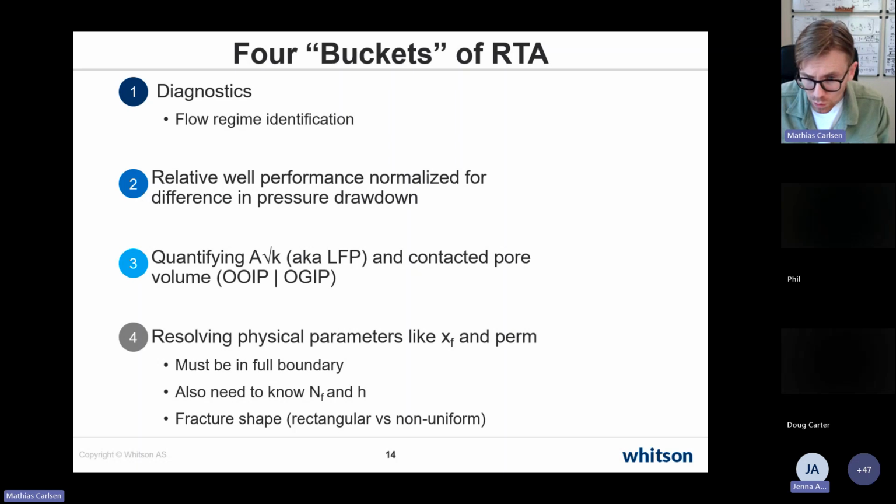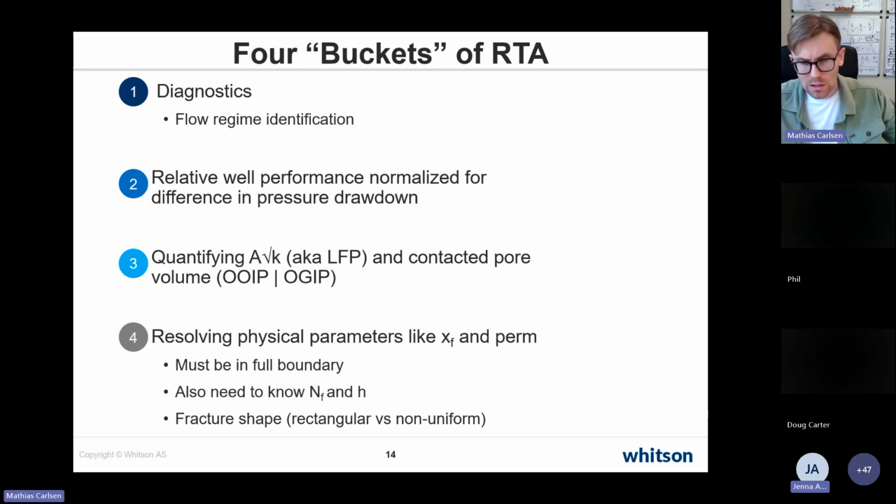You also assume that you're in full boundary dominated flow, and you also assume that your fractures are perfect rectangles, which in reality we know they're not perfect rectangles. So in number 4, that's a lot of the assumptions you're actually making when you're resolving an XF and perm. And if the assumptions going into it don't make sense, if your fracture height doesn't make sense, if your fractures are not actually perfect rectangles and whatnot, then using RTA to resolve these physical parameters is something you should be careful with. But if you know what you're doing and you're comfortable with your assumptions, you'll be in really good shape on number 4.